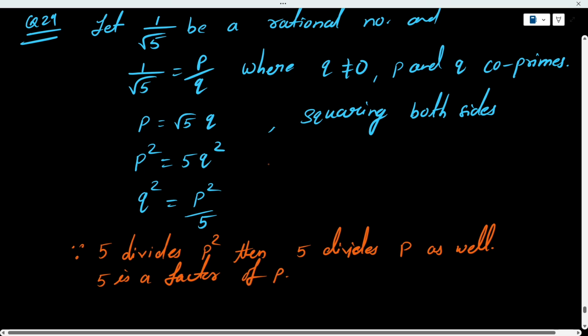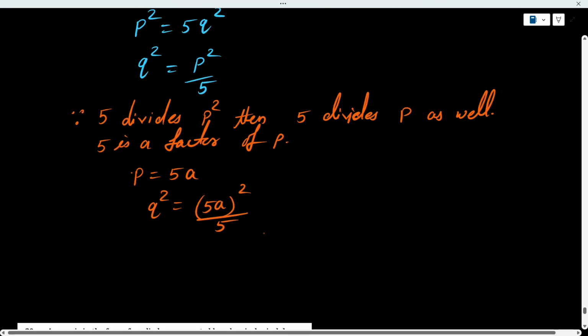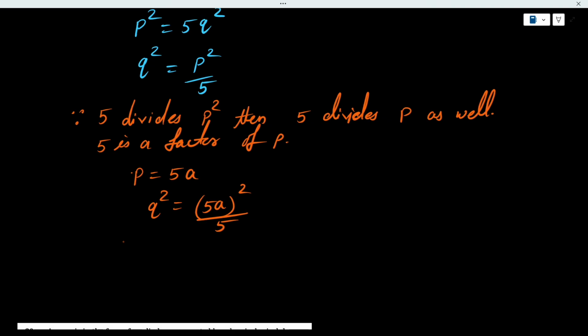Then what do you do here? Because 5 is dividing p, we can take p is equal to 5a. Now you substitute here, it will become 5a whole square by 5, right? Because p is 5a, so q square is equal to 25a square by 5. 5 ones are 5, 5 fives are 25. So what are you left with? q square equals 5a square.